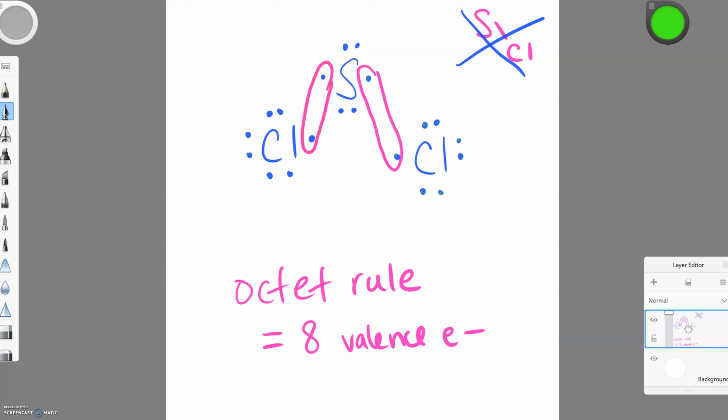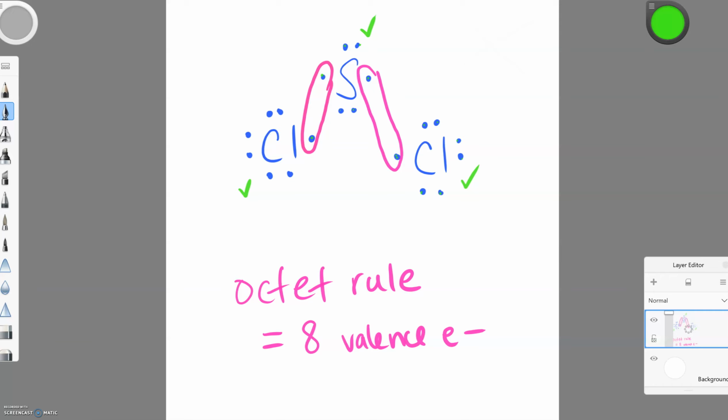It has 6 of its own electrons. And then it has these 2 that are being shared, so that it meets the octet rule. And we can also check sulfur. It has 1, 2, 3, 4 electrons of its own, and then 5, 6, 7, 8 that are being shared with the 2 chlorine. So this Lewis structure is done because every element is following the octet rule. They all have 8 valence electrons, and the whole thing is bonded together.